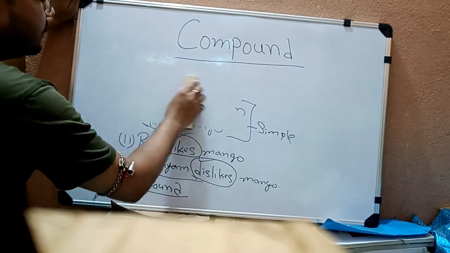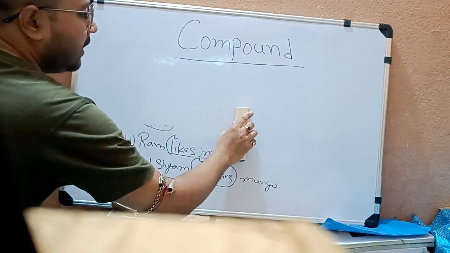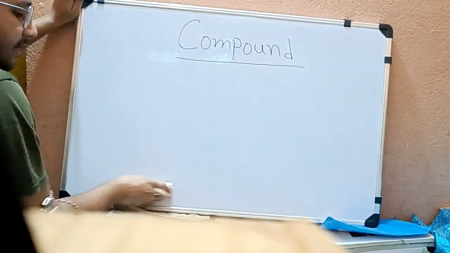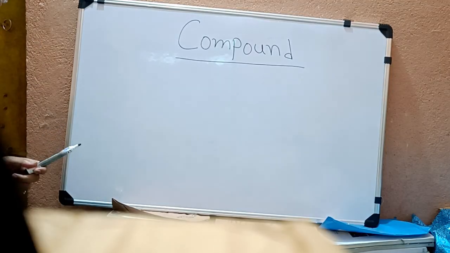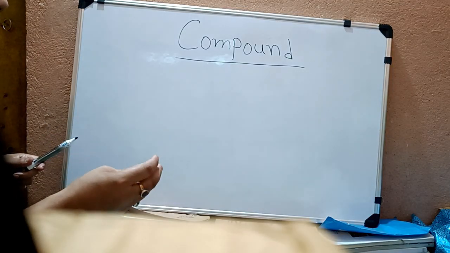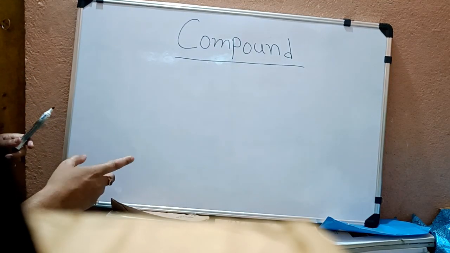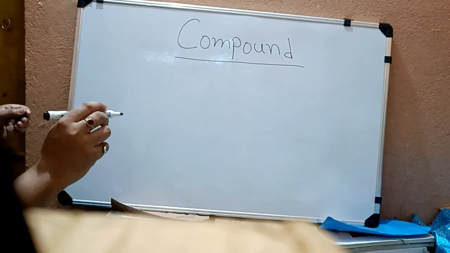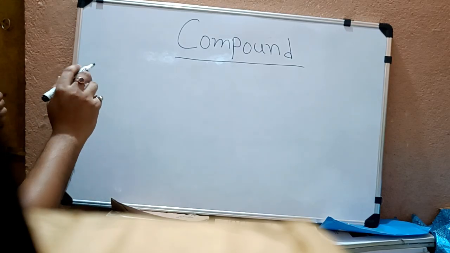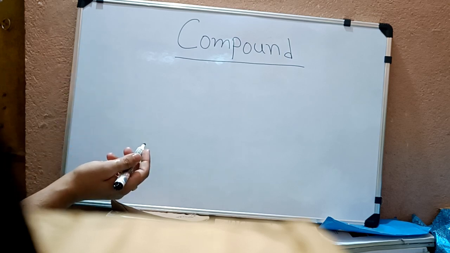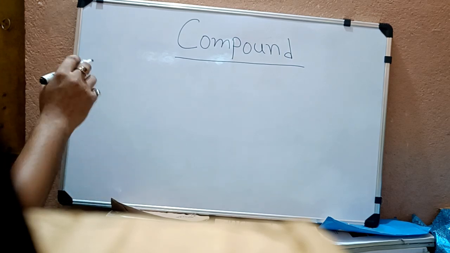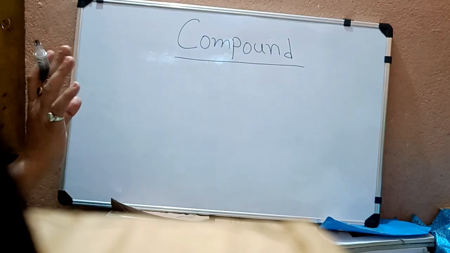Then there is nothing beyond it in a compound sentence. In the next video I will clarify the comparison between simple, complex and compound sentences, and after that I will complete the conjunction. Then you will easily understand the difference between complex, compound and simple, and what conjunctions we use, and you will easily remember all of it.